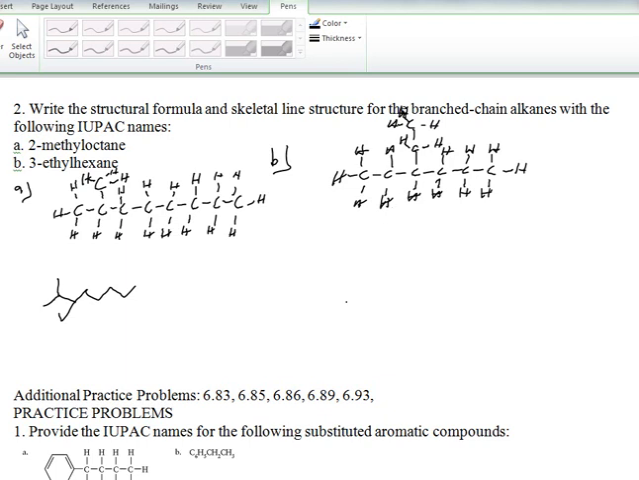Drawing the skeletal line structure, 1, 2, 3, 4, 5, 6. That's the hexane. 1, 2, 3. Here's the ethyl group, 1, 2 carbons. Done. It's as simple as that to draw the 3-ethyl hexane. Let me just erase this. This is supposed to be a check mark, not a bond, but I realize it looks like a bond. So here are the 2 skeletal line drawings, and you can see how much quicker those are for making drawings of chemical structures.